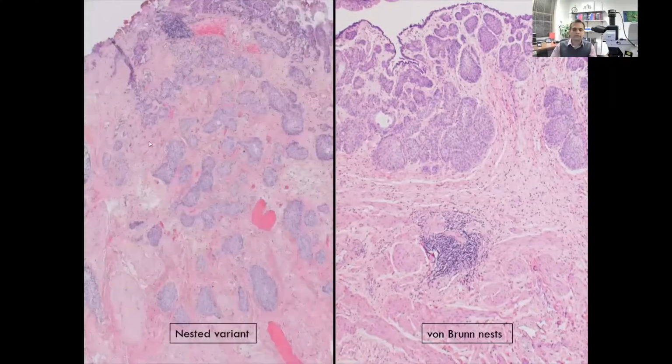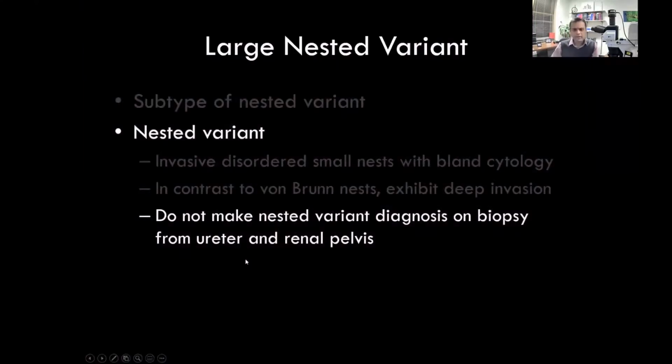In contrast, if you look at the nested variant, it not only penetrates the full thickness of the lamina propria, but it also clearly goes into the detrusor muscles or the muscularis propria. Okay. Now, one point as an aside, I just want to mention that it's critical that we do not make a diagnosis of a nested variant on a biopsy from either the ureter or the renal pelvis, essentially the upper tract. Do not make a diagnosis of nested variant on the upper tract.